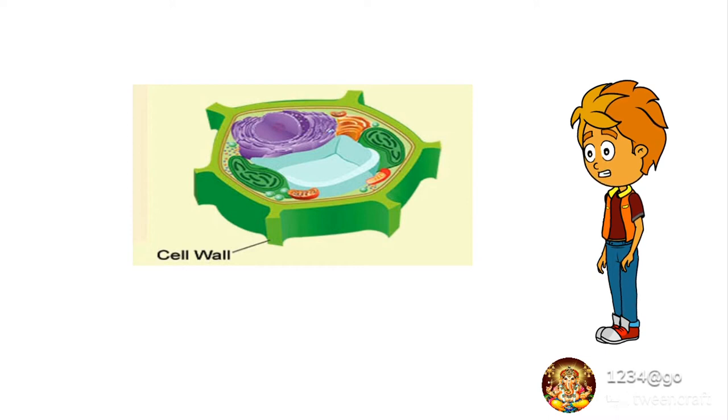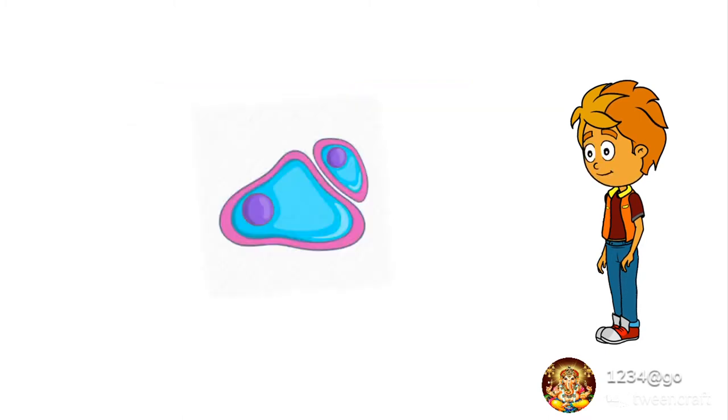Functions of cell wall: it provides protective framework and mechanical strength to plant cell. It is freely permeable, allowing solution to enter and leave the cell without any hindrance.